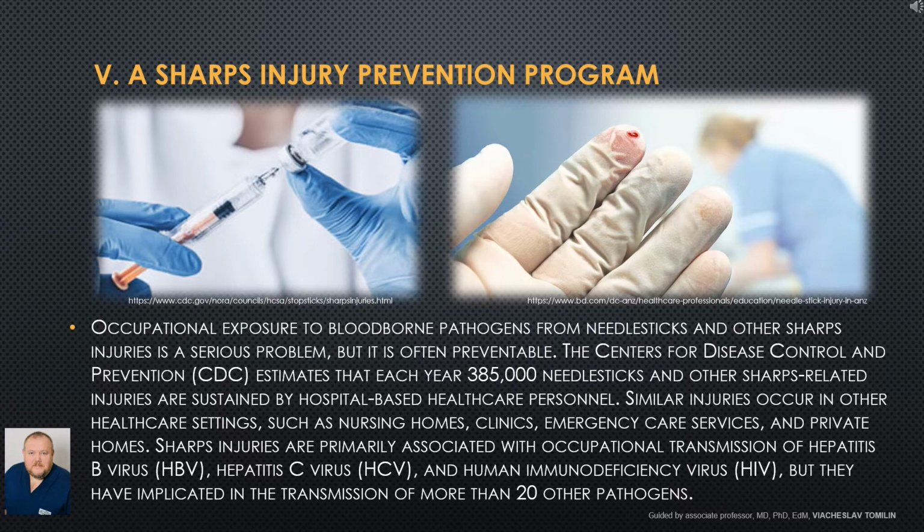Similar injuries occur in other healthcare settings, such as nursing homes, clinics, emergency care services, and private homes. Sharps injuries are primarily associated with occupational transmission of hepatitis B virus, HBV, hepatitis C virus, HCV, and human immunodeficiency virus, HIV, but they have been implicated in the transmission of more than 20 other pathogens.